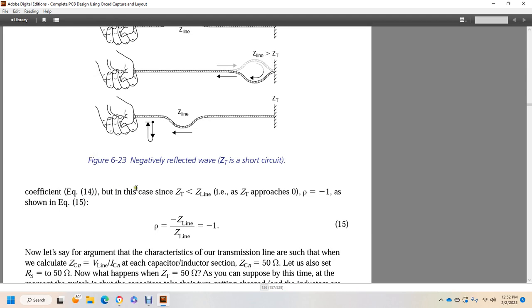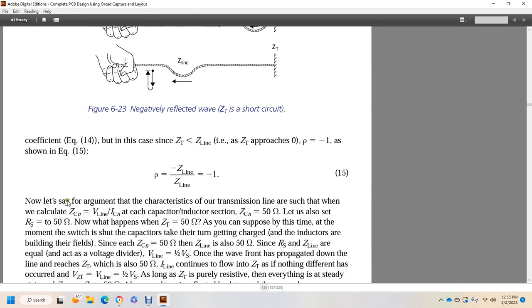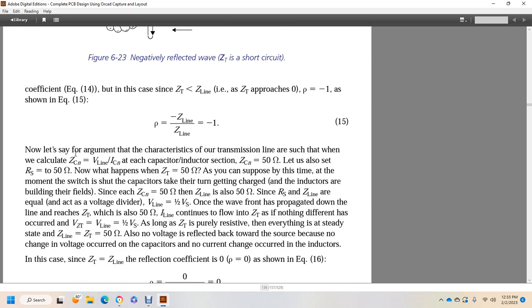Efficiency equation 14: in case the voltage termination is equal to the voltage line, or P is equal to 1, as shown. Now let's say you have the characteristic impedance of the transmission line matched with the calculated voltage capacitor number, equal to the voltage line over the capacitor number.